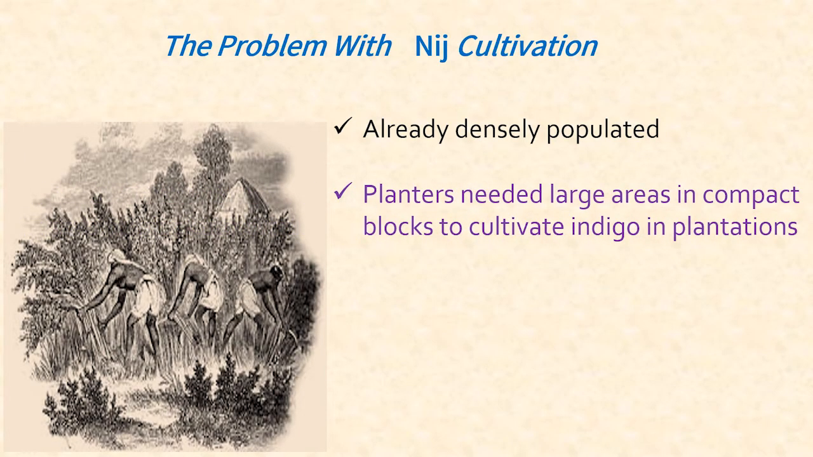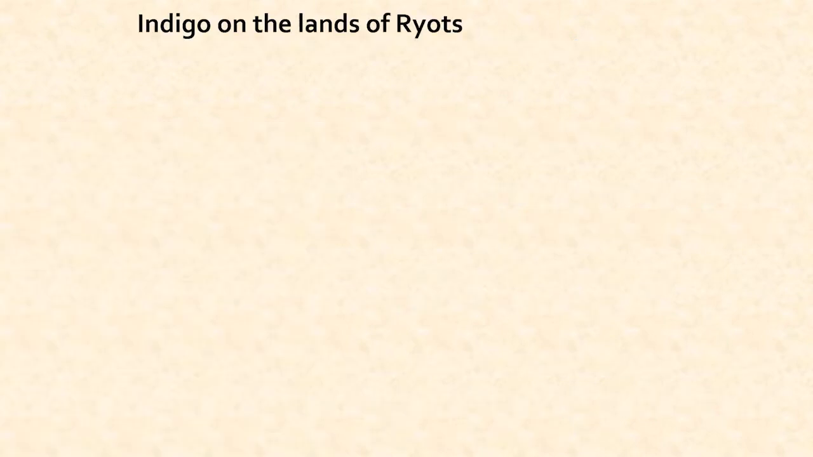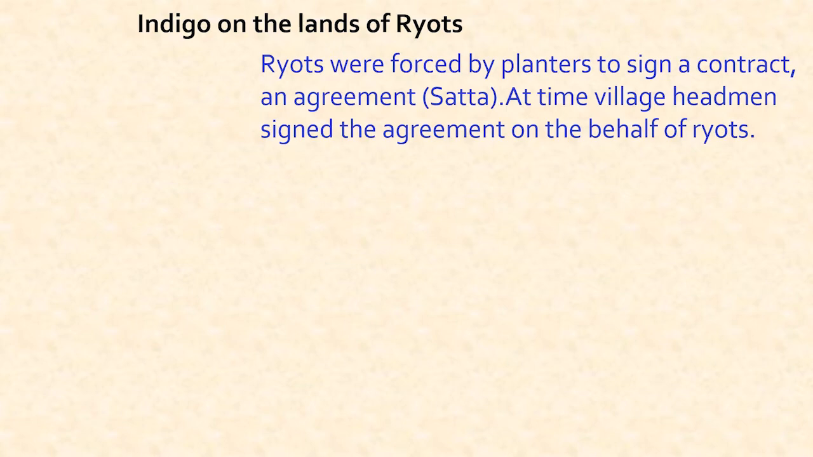The planters found it difficult to expand the area under nij cultivation. Indigo could be cultivated only on fertile land and those areas were already densely populated. Planters needed areas in compact blocks to cultivate indigo in plantation. A large plantation required a vast number of hands to operate, and laborers were needed precisely at a time when peasants were busy with their rice cultivation.